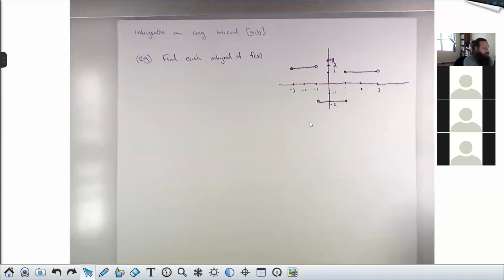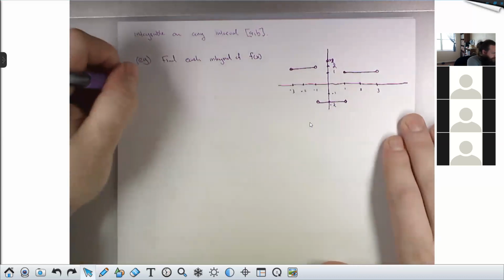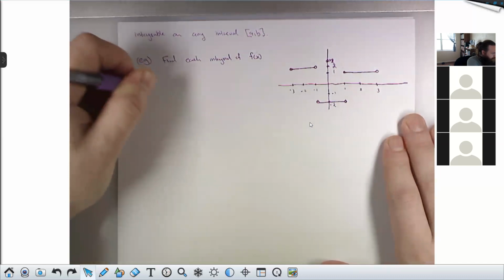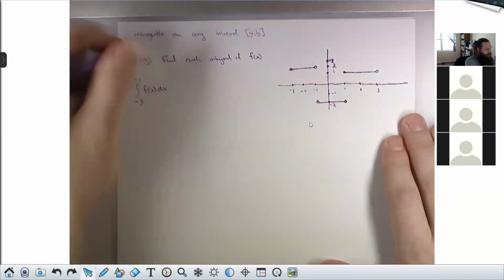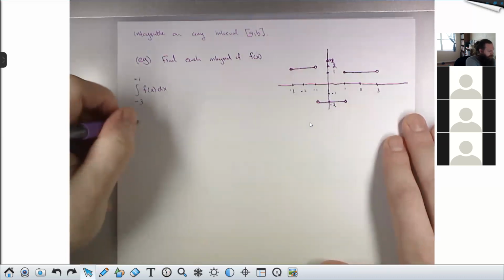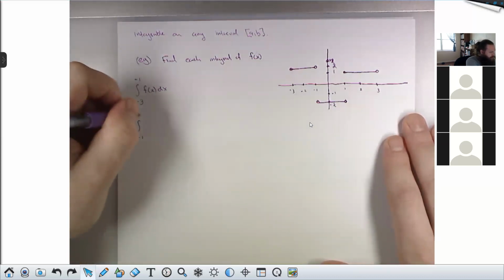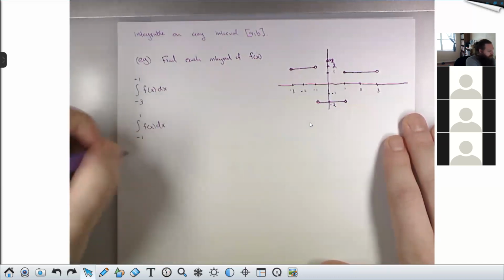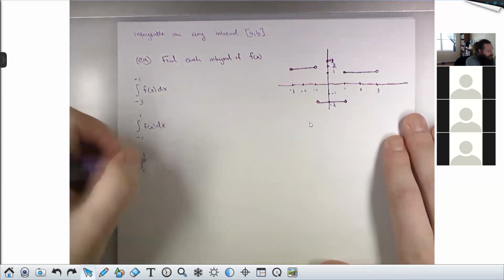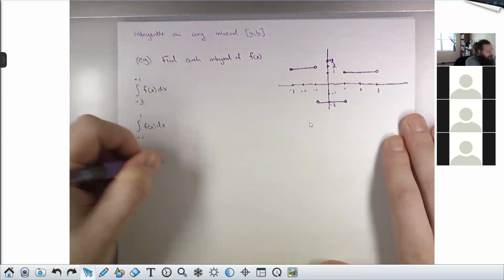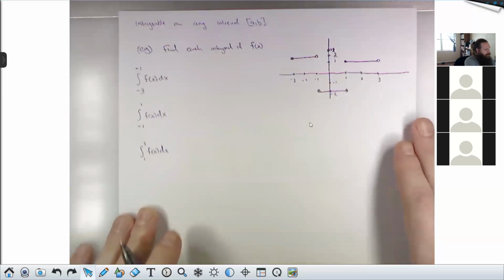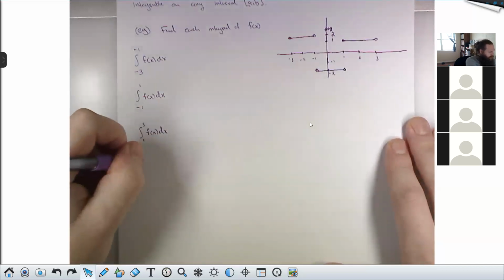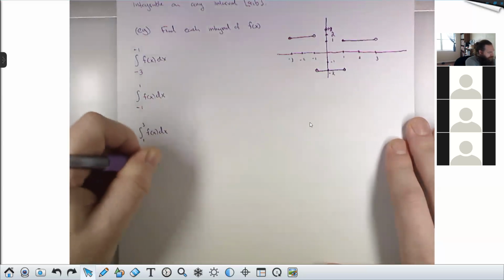I want to find a handful of integrals here. I want to find the integral from -3 to -1 of f of x dx. I want to find the integral from -1 to 1 of f of x dx. I want to find the integral from 1 to 3 of f of x dx. And let me find also the integral from -3 to +3 of f of x dx.